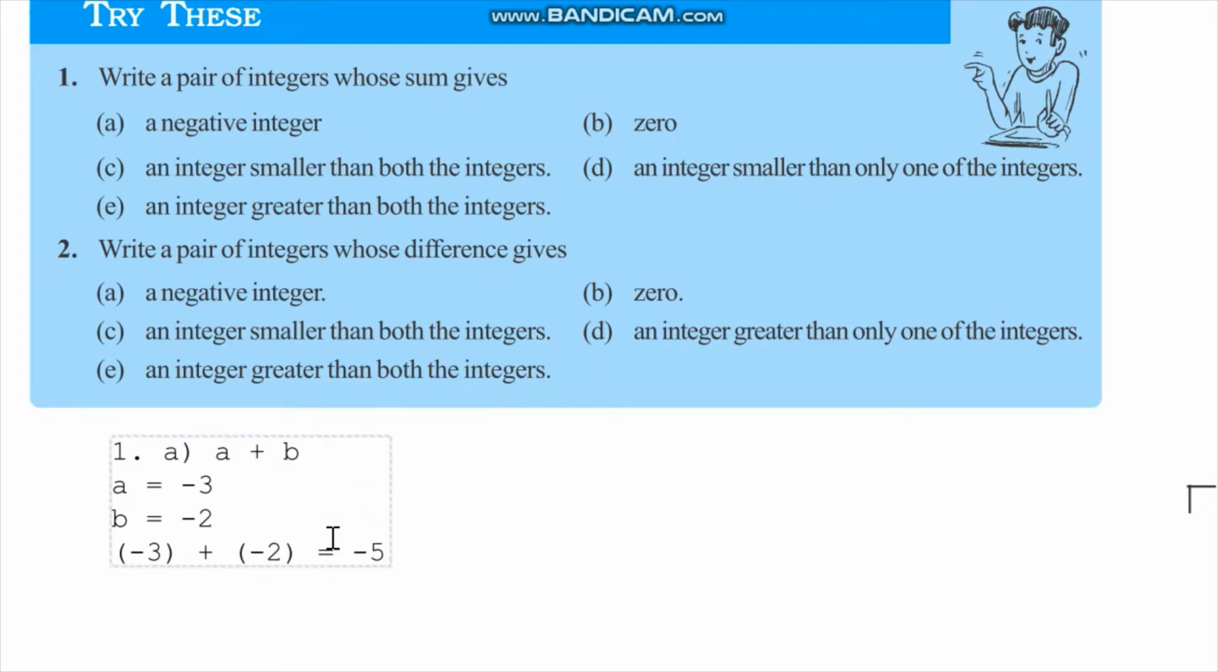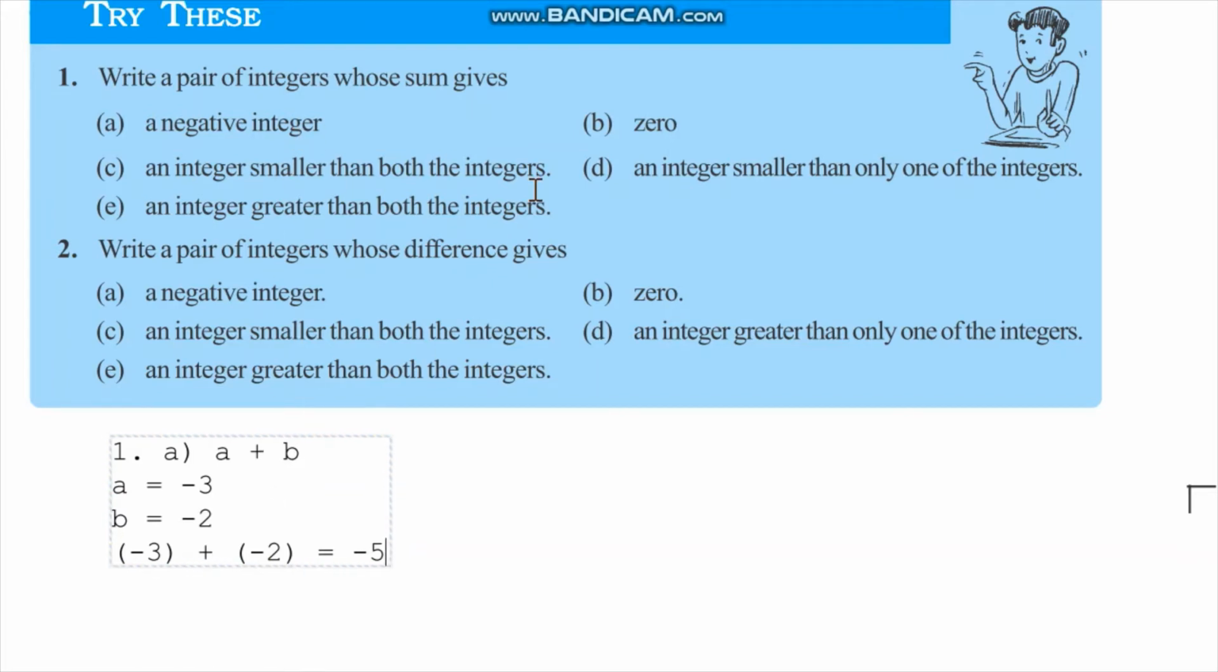If you are confused about how the sum of two negative integers gives you a negative integer, I will give a link to a separate explanation in the description box below. You can refer to that. So the next question is an integer smaller than both the integers. That is question C, but let us solve this first and then go to B. So an integer that is smaller than both the integers.